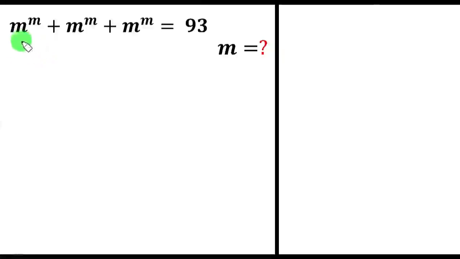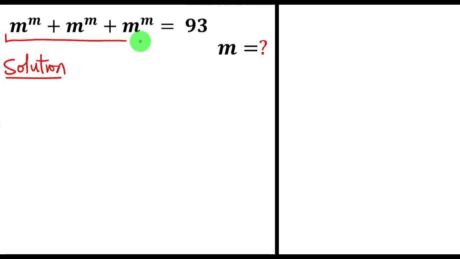Solving a question: m raised to the power of m plus m raised to the power of m plus another m raised to the power of m equals 93. What is going to be the value of m? Of course, we can start from the left hand side.